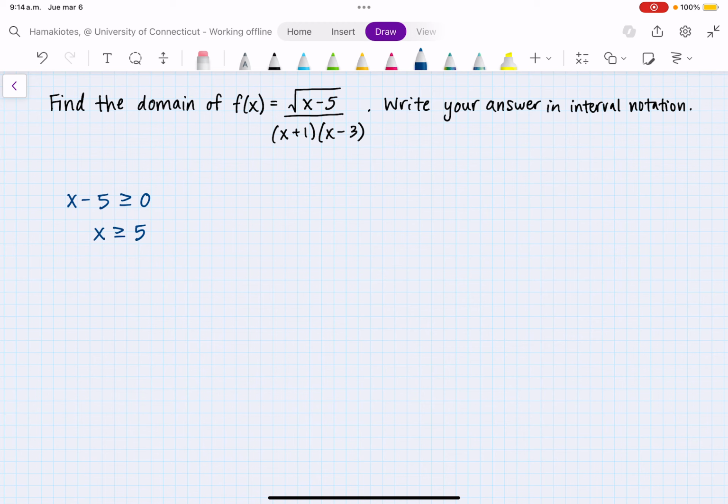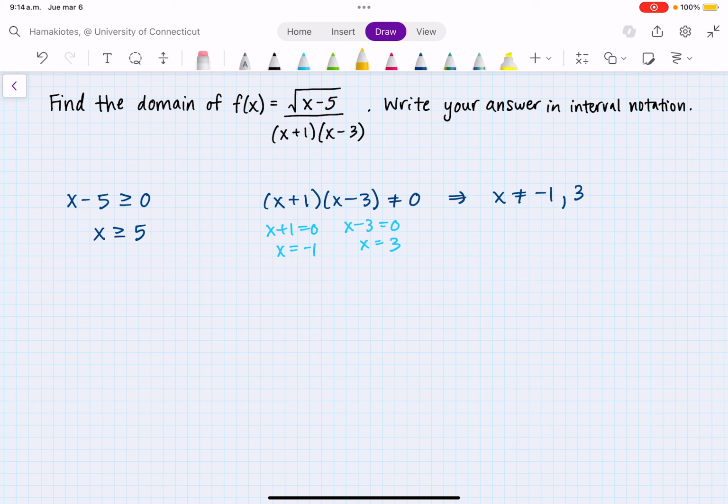Now the next condition we want to check is that the denominator is not equal to 0. So in particular, I want to make sure that x plus 1 times x minus 3 is not 0. And so when is this equal to 0? Well, it's equal to 0 when x plus 1 equals 0, so when x is minus 1, and it's also equal to 0 when x minus 3 equals 0, so when x equals 3. So what this tells me is that x cannot be minus 1 or 3.